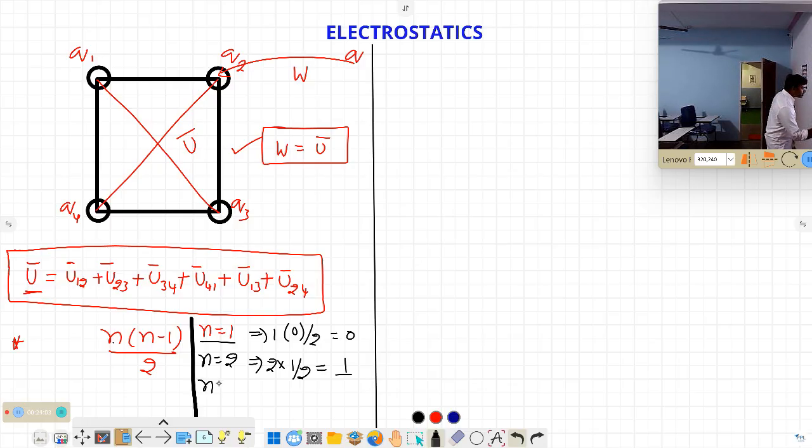Suppose n is equal to 3. We already did this, and we got 3 combinations. Put the value here: 3 into 3 minus 1, that is 2, by 2. The 2 gets cancelled, and you will get 3.